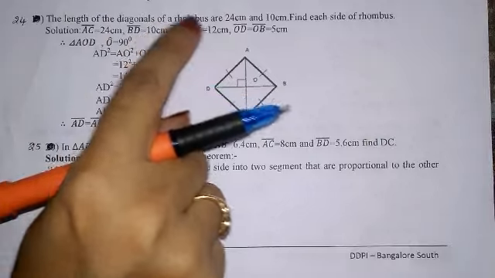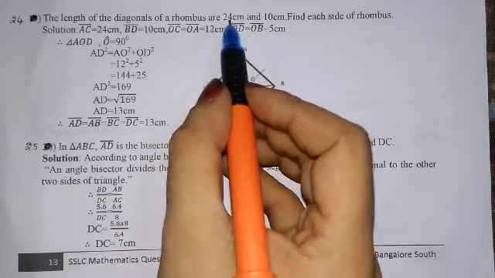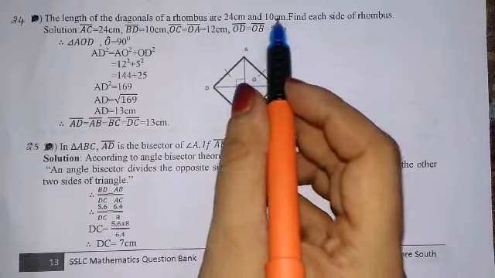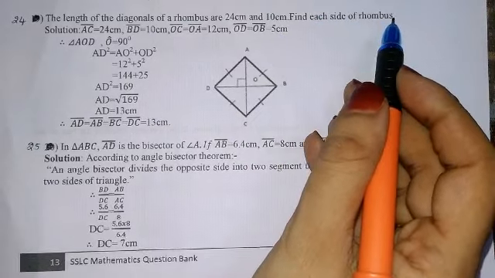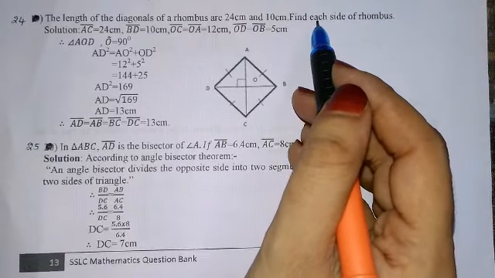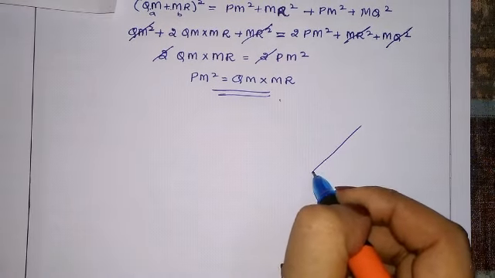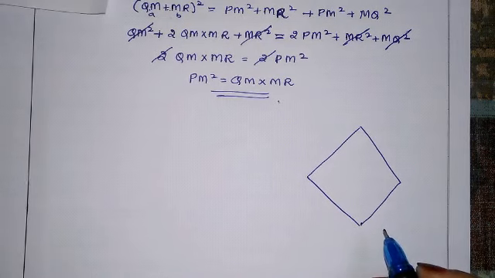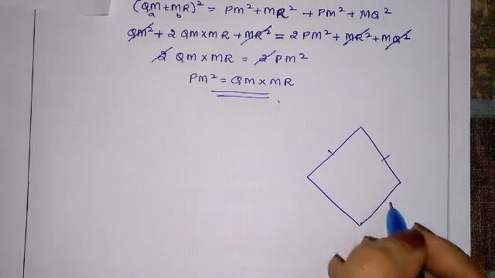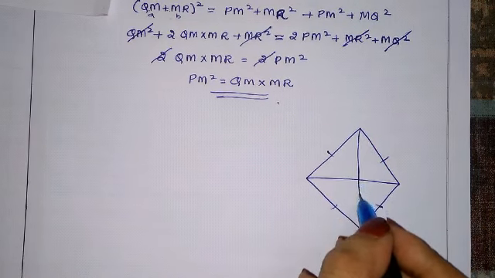The lengths of the diagonals of rhombus ABCD are given as 24 centimeter and 10 centimeter. Find each side of the rhombus. Okay, diagonals are given and we have to find the sides. Let me draw the rhombus first, so that we should not get confused. We know that in a rhombus all sides are equal.